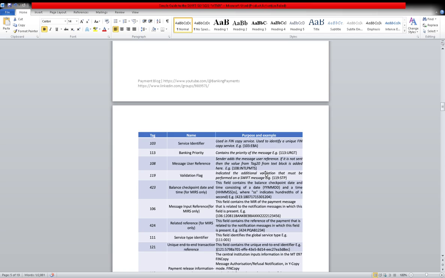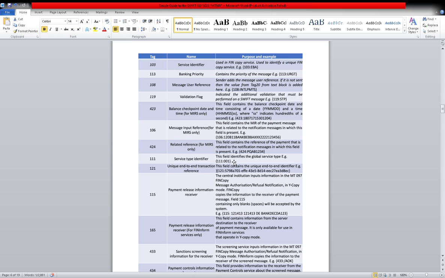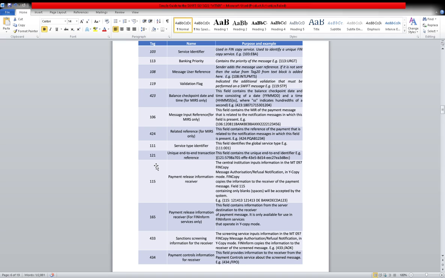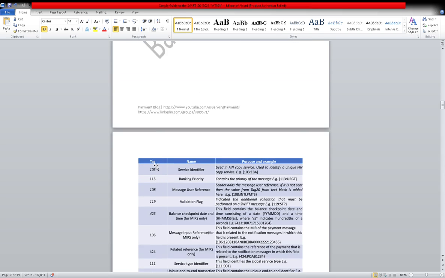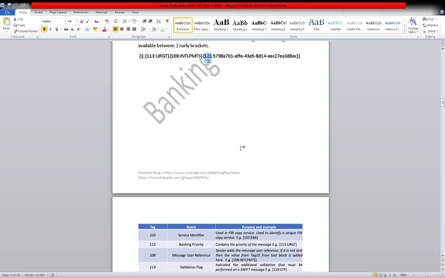So now there are so many, out of which, from my experience, 103, 108, 111 and 121, these only I have found in all the payments. The rest of the things I have not found. So you only have to remember 113 with the tag urgent, 108 message reference, and 121 is your UATR. Clear?